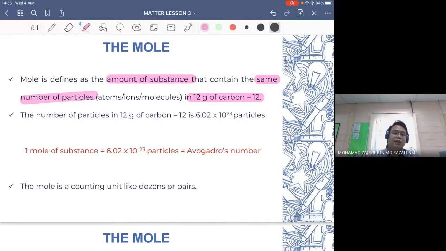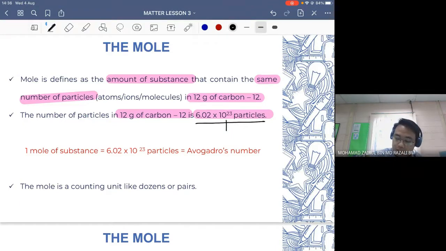Okay, and then after they did the experiment, they found out that 12 gram of carbon 12 contains 6.02 times 10 to the power of 23 particles. This one yang kita panggil dia sebagai Avogadro's number. Normally for Avogadro's number, kita akan tulis dia sebagai macam ni je: capital N and subscript capital A, Na. Dia bukan sodium. Kalau sodium N besar kecil, tu beza dia. So the short form for Avogadro's is Na lah.